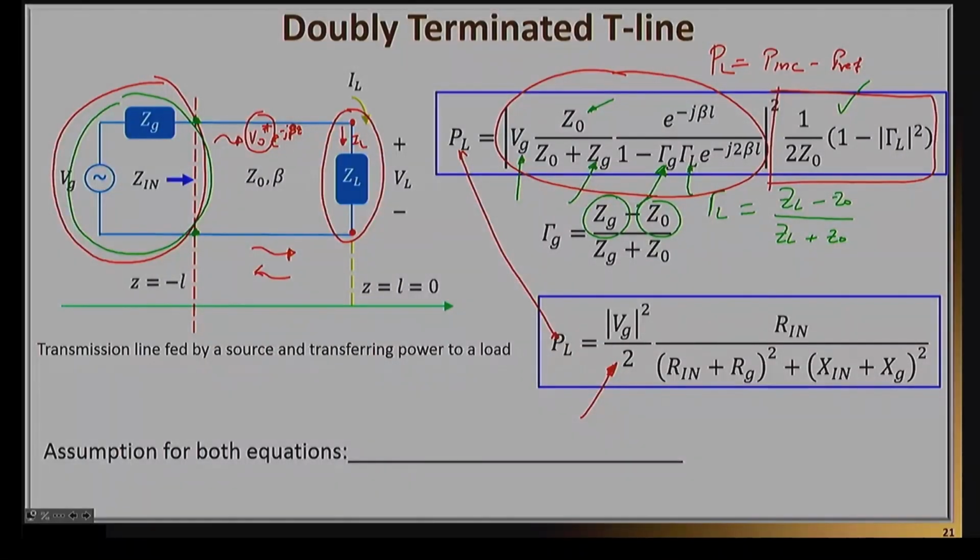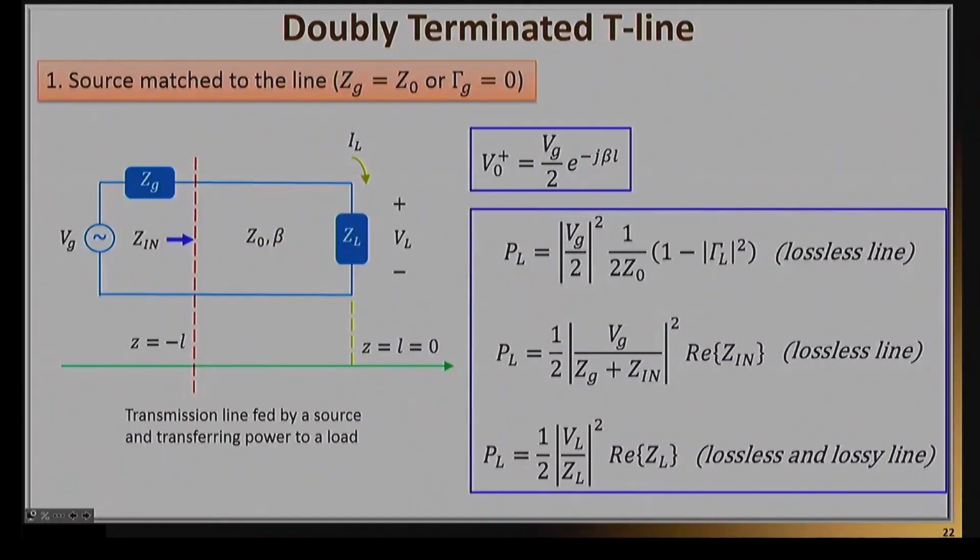Use any one of the two. The assumption for both equations, meaning that both equations are valid, is that the transmission line has been assumed lossless. If the transmission line cannot be assumed lossless, then clearly there's going to be loss of the power as it propagates through the line, and we'll address this in the next topic.